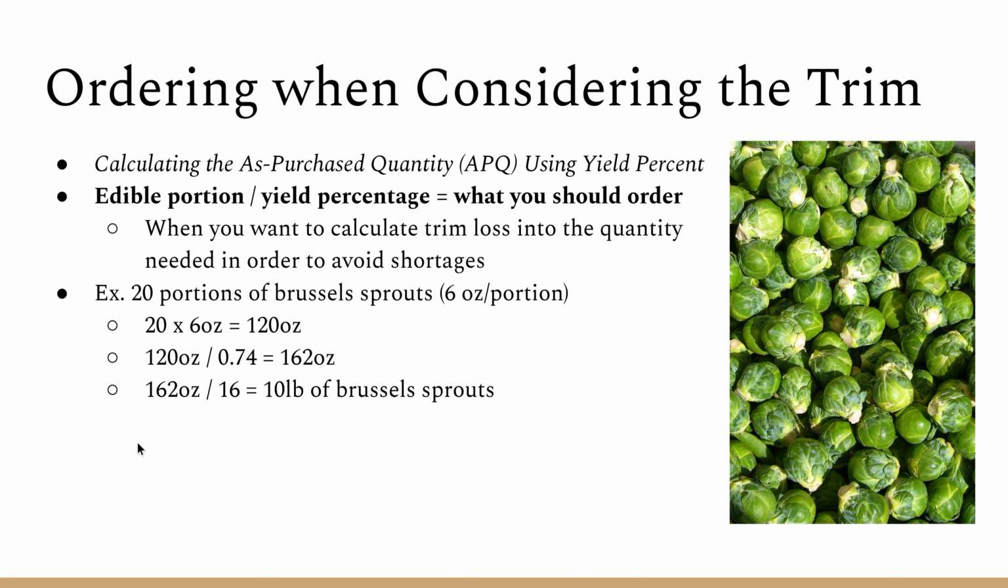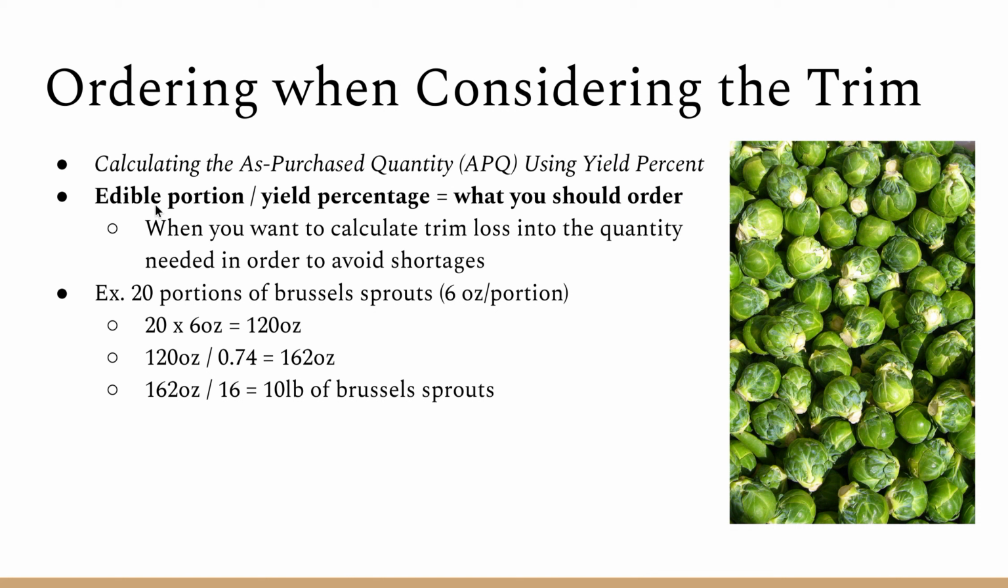So if you want to order considering the trim, this is the equation that you would use. So you know the edible portion size that you need. You can just determine the yield percentage in whichever way, looking it up online, looking in a book, doing a yield test yourself. And that is going to give you a weight of what you need to order to ensure that you have enough product.